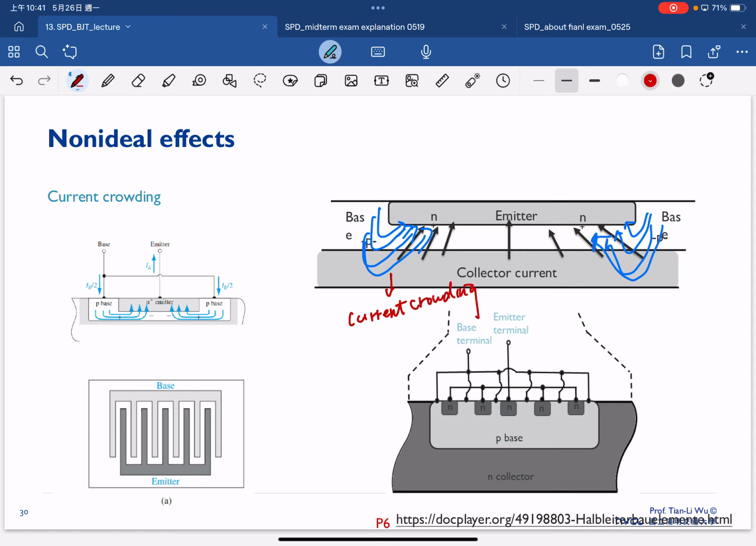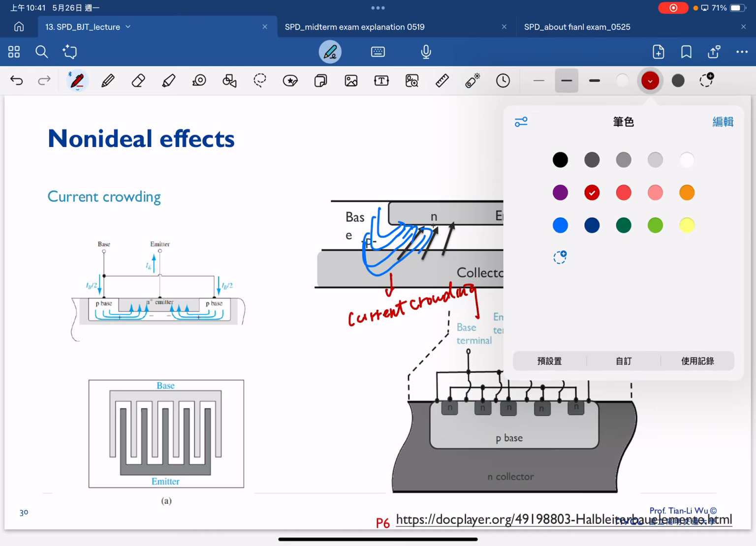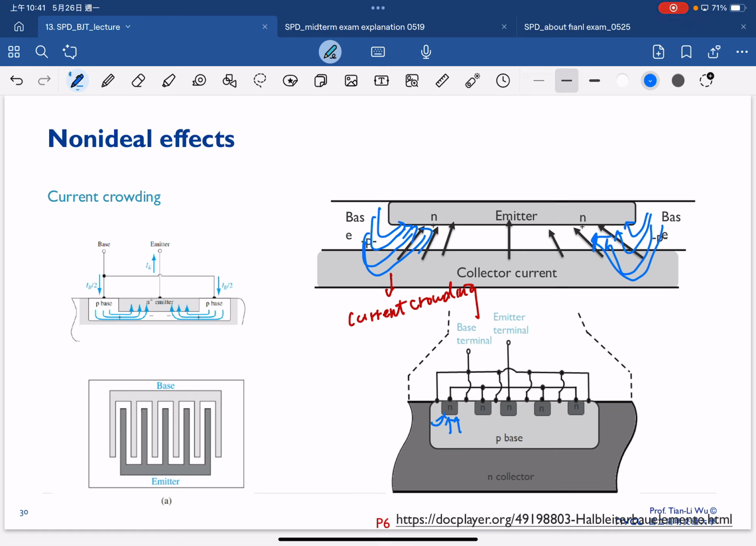How we try to solve this issue is to have lots of small emitters inside the base. Once we have lots of small emitters inside the base, we can get a more uniform current distribution. Based on this concept, we design the layout like this one. Then you will see between the base and base and base, we have lots of emitter fingers here, and this tries to reduce the current crowding effect.